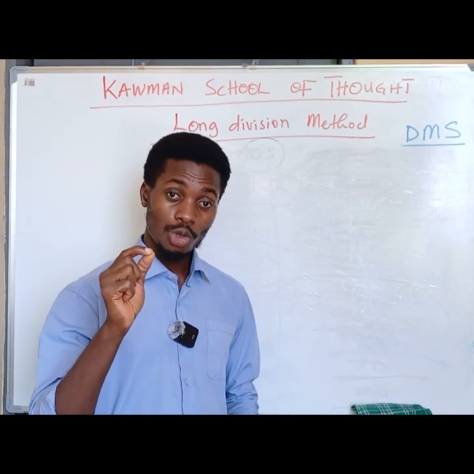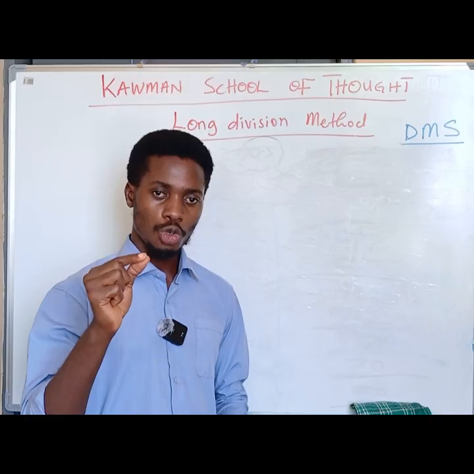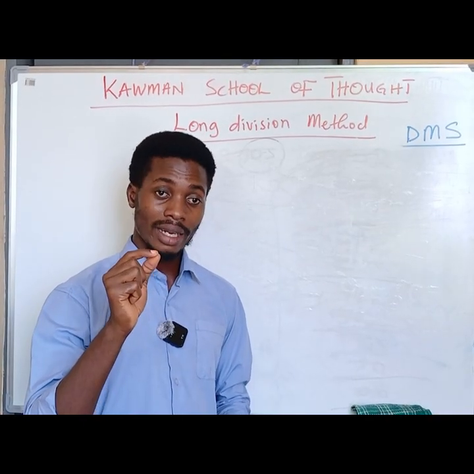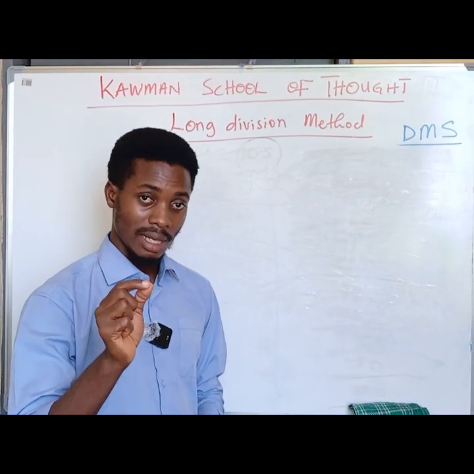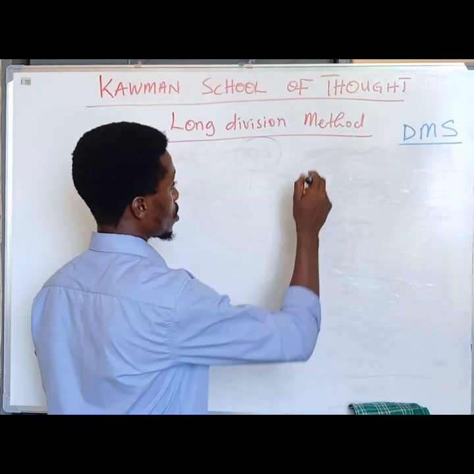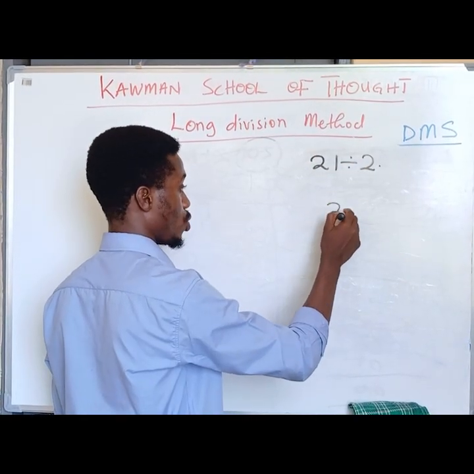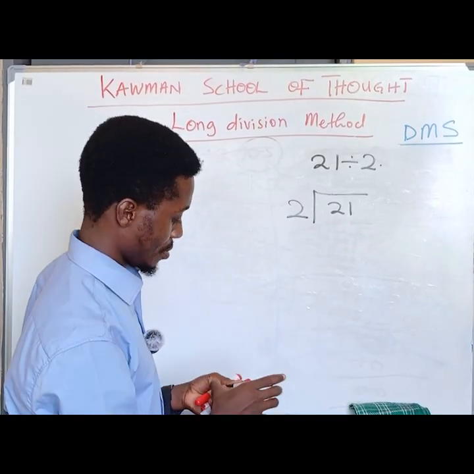Now, as you are beginning to use the long division method, there are certain traps I will show you how to avoid. I'm going to give you an example to explain what I mean by that. Let's pick an example like, say, 21 divided by 2. So the 21 goes in and the 2 comes out. Simple, right? We know this.